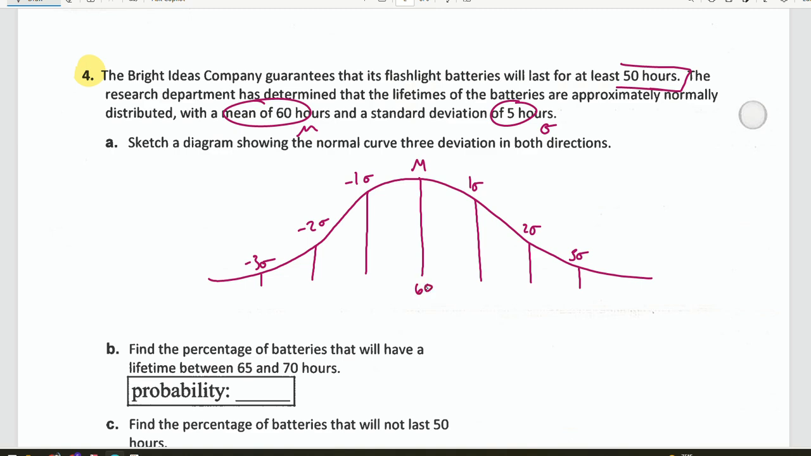Cool. We actually know the values that we could input. So the mean is 60, and if our standard deviation is 5 hours, 1 standard deviation away, that'd be 65, 70, 75, 55, 50, and 45. Great.